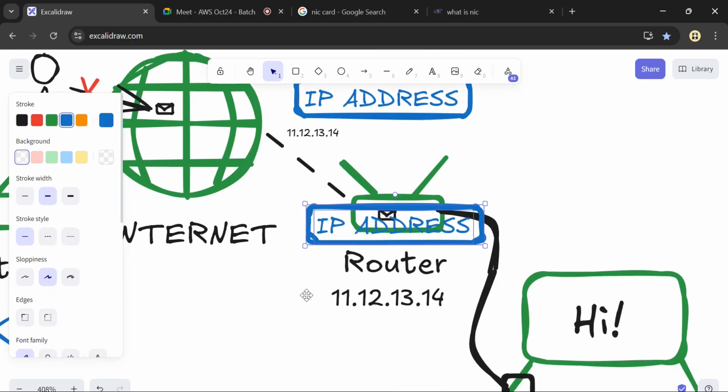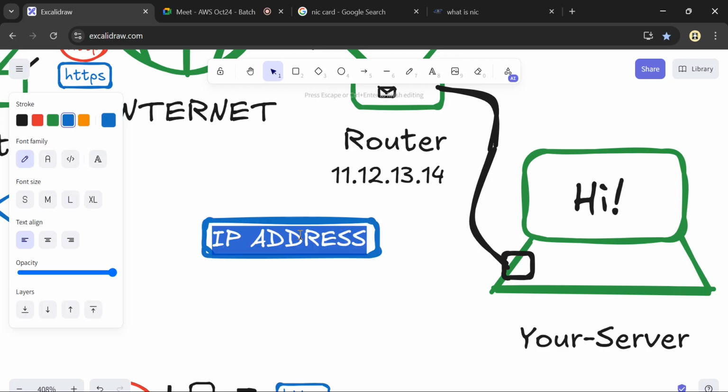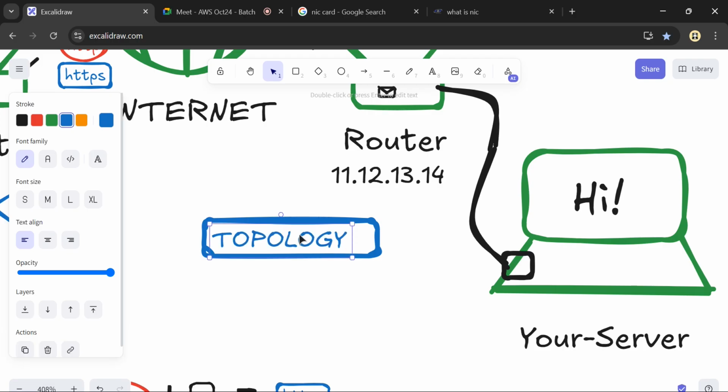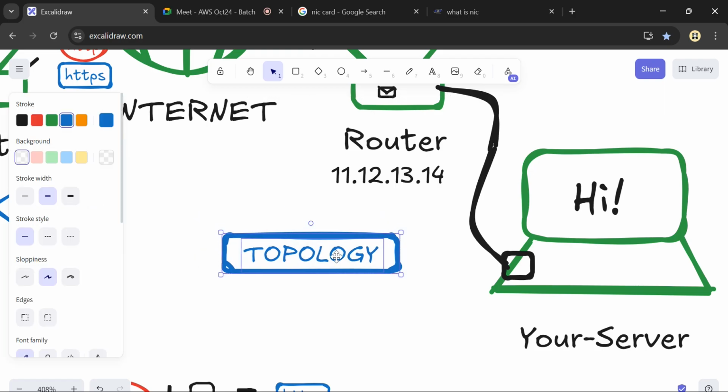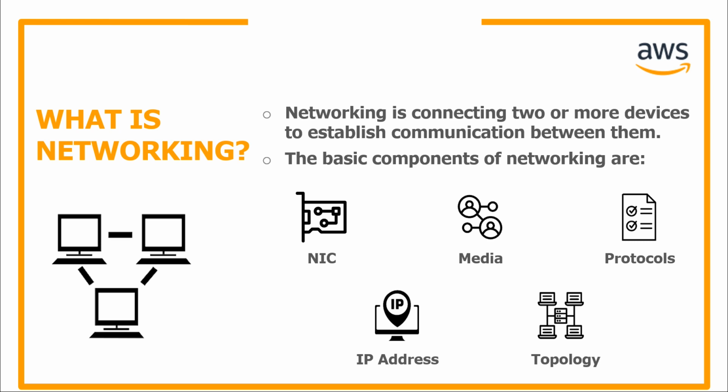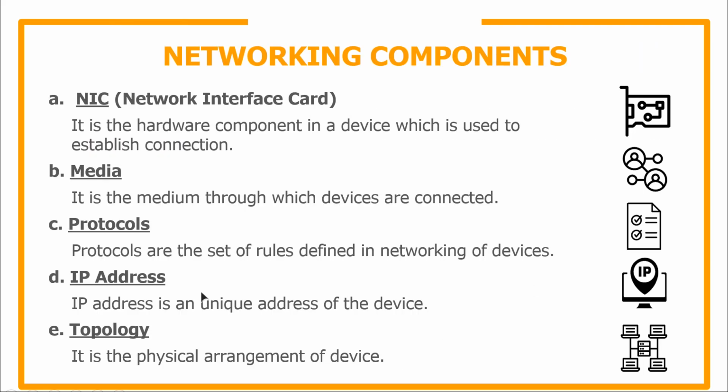Topology is nothing but the arrangement of devices, and that also plays an important role in networking. It is how the devices are connected with each other. Either they are connected end to end or they are connected via a medium. That is what we call a topology. So let us understand topology and IP address in more detail. This NIC card we have understood, media we have understood, protocols we have understood, and we need to deep dive and understand IP address and topology.